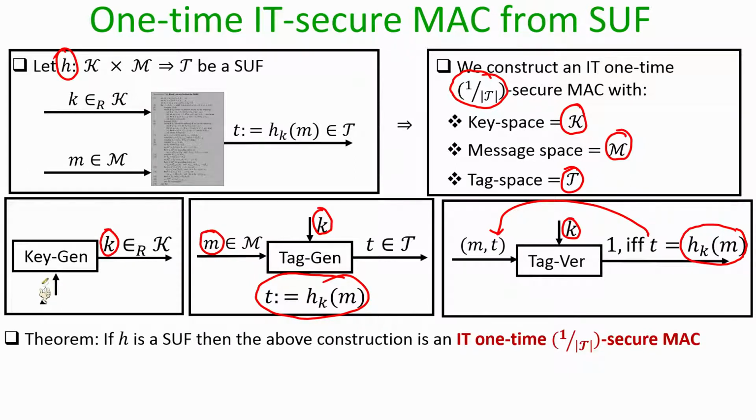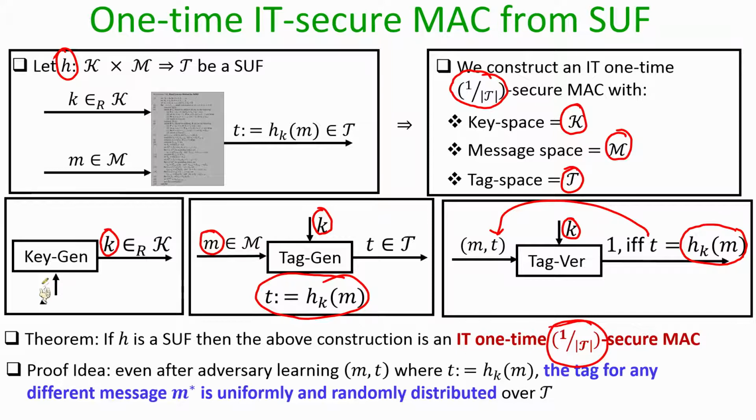Now, we want to prove that if the candidate H function that you are taking here is an SUF, then the MAC that we have constructed is information theoretic secure for authenticating a single message, where the success probability of forgery is 1 over the size of the tag space. That means an adversary who has seen a single message comma tag pair authenticated as per the tag generation algorithm, then by seeing one message comma tag pair, the probability that an adversary could come up with a successful forgery is upper bounded by 1 over the size of the tag space.